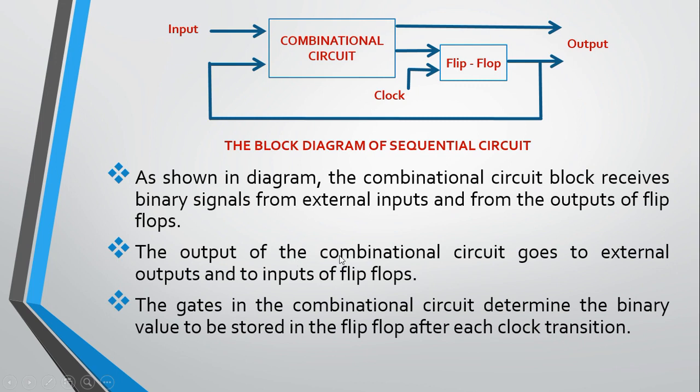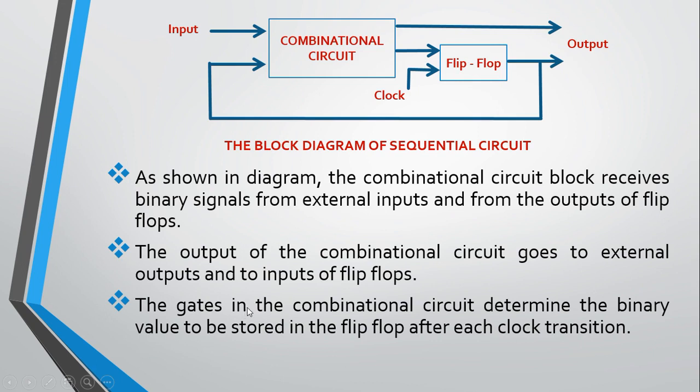Now the output of the combinational circuit goes to the external output and to the input of the flip-flop. Over here there are two outputs which are produced by the combinational circuit. One output goes as an external destination and another goes inside as an input of the flip-flop.